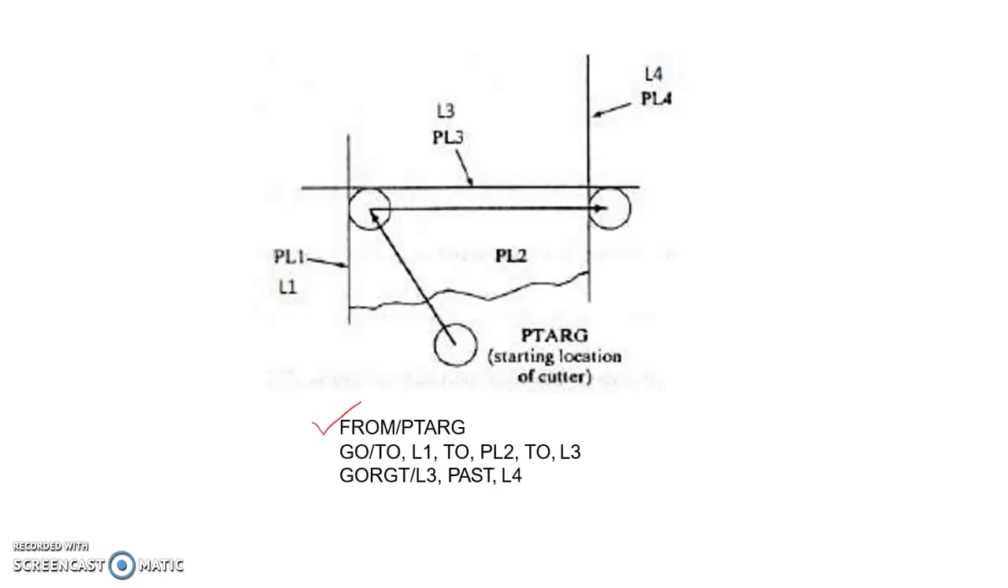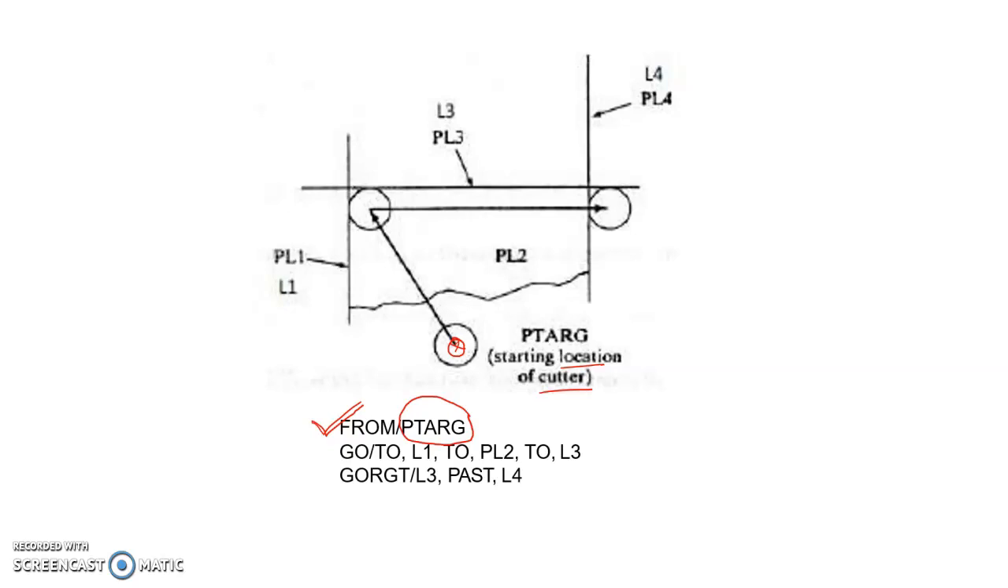So PTRG will be defined earlier, before starting the program. In this program, this point is defined as the PTRG, that is the P target, and that is the starting location of the cutter. Okay. So initially we are defining that the tool has to start from the PTRG.